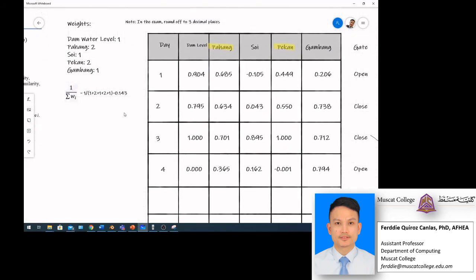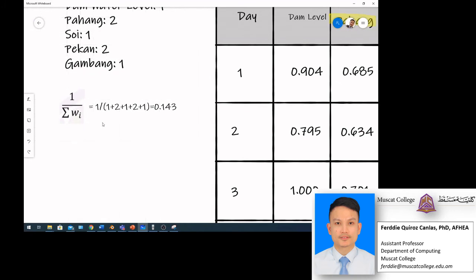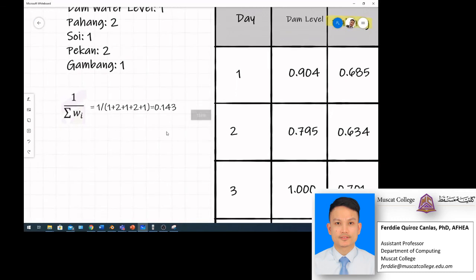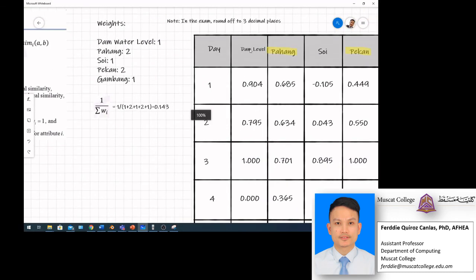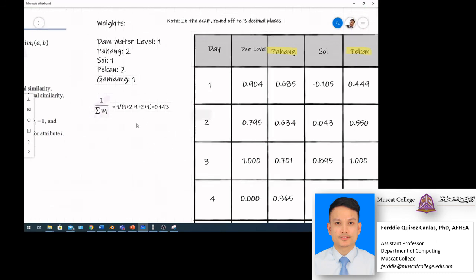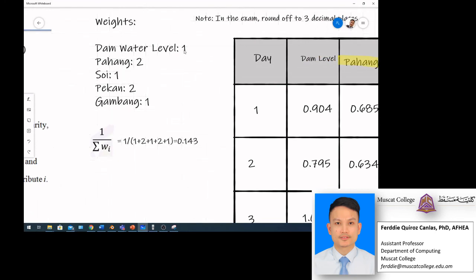Okay, look at this. 1 over the summation of weights, we have 1 divided by 1 plus 2 plus 1 plus 2 plus 1, because Pahang and Pekan have weights of 2. The rest of the attributes only have 1. So these are the weights. Water level is 1, Pahang is 2, Soy is 1, Pekan is 2, Gambang is 1.